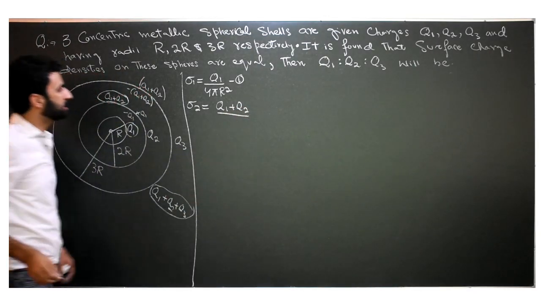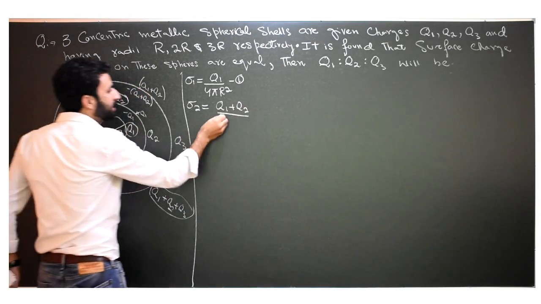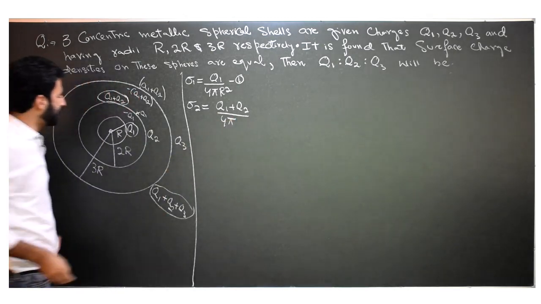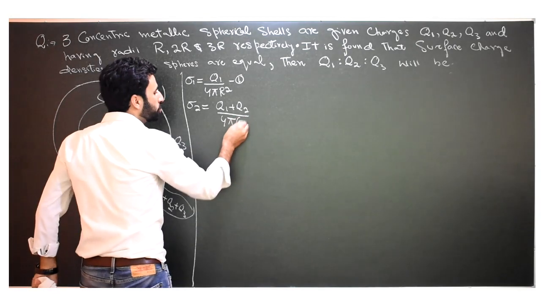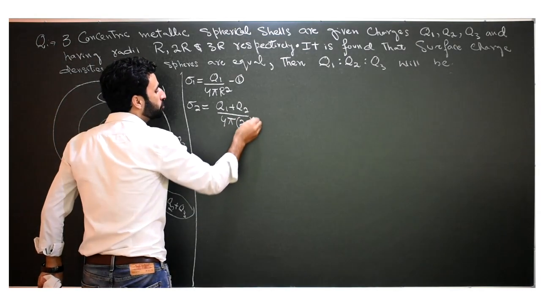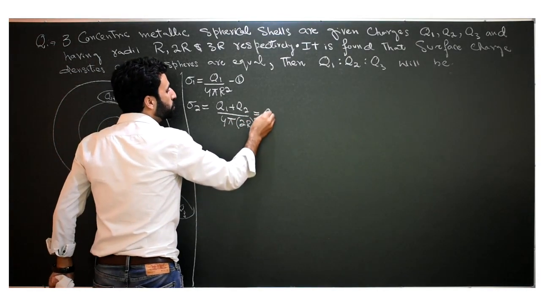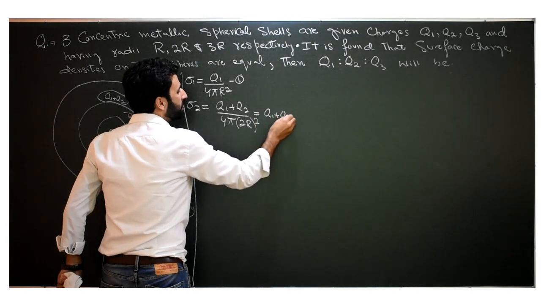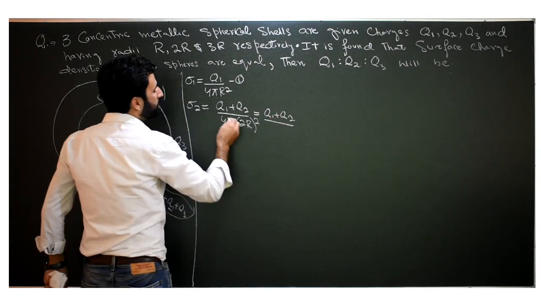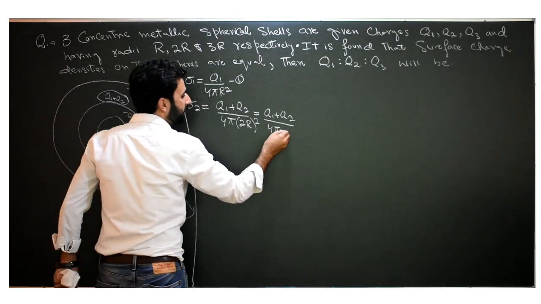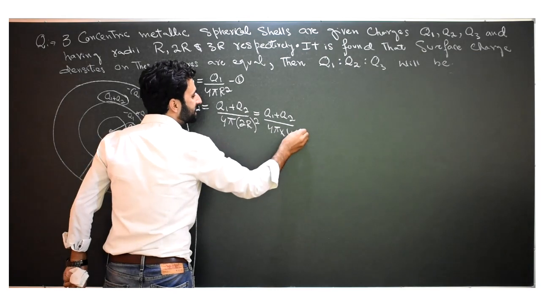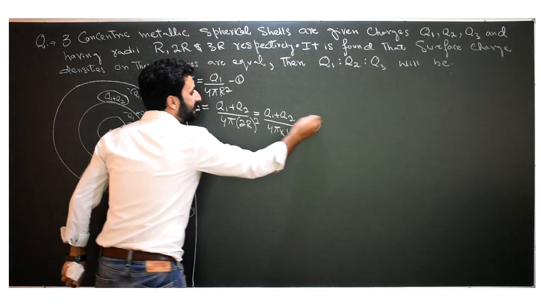And what about the area? 4 pi. What is the radius of the second shell? That is 2r. So it will be 4 pi into (2r) whole square, which means it is (Q1 plus Q2) divided by, you can have it 4 pi into 2 square is 4, so 4 into 4r square. Let's keep it this way for the time being. Let's call this equation 2.